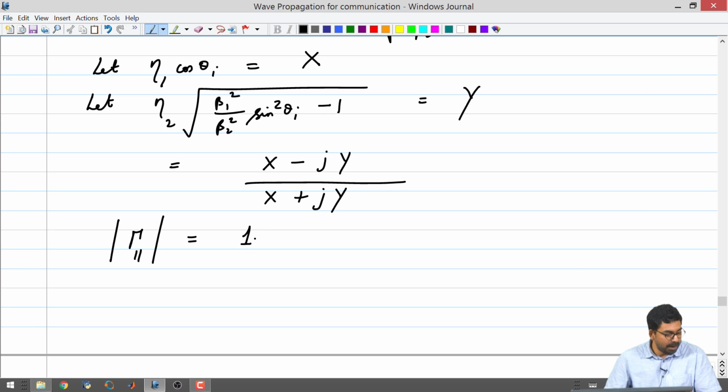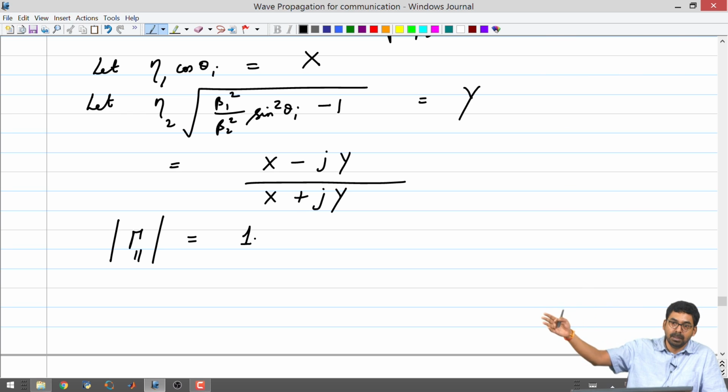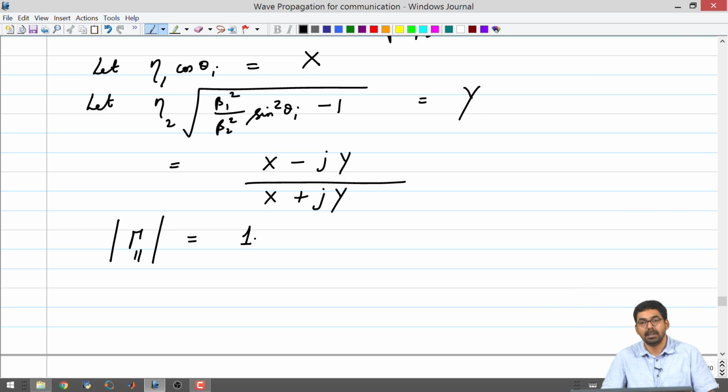Once I have determined that magnitude of gamma parallel is equal to 1, I know that no electromagnetic wave is being transmitted, all of it is being reflected, all right. So, now I can say that at the interface between the two media, when I have a denser medium followed by a rarer medium, if I adjust my incident angle in such a way that sin theta t is equal to 1 or higher, all right, what I would end up getting is magnitude of the gamma to be equal to 1, all right.